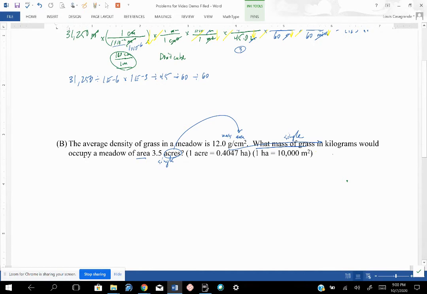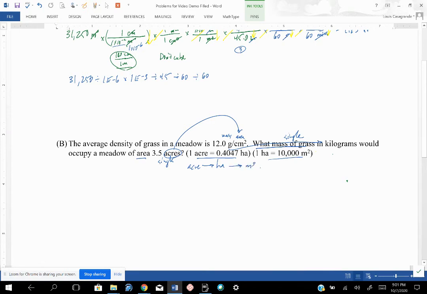In order to get from acres to centimeters squared, I give you 2 conversion factors, acres to hectares. Hectares is the metric unit for area, and a hectare is equal to 10,000 meters squared. So let's think about our conversion, our roadmap. It is almost given to you by the fact that there are two conversion factors here, because we know we have to go from acres to hectares, and then from hectares to meters squared.